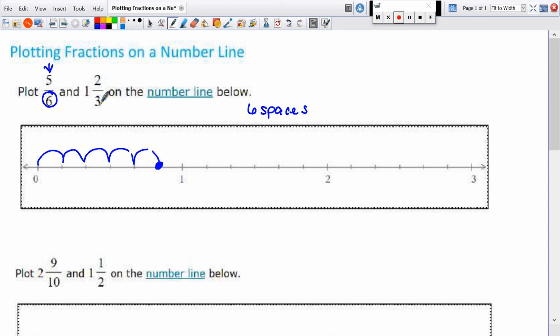Okay, so the next one has a problem because 2/3 does not have a 6 as a denominator, so I want to make it have a 6. I'm sorry, 2/3, not 2/6. Sorry about that.